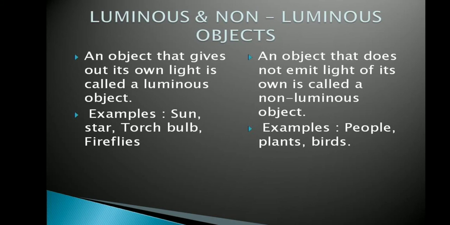Luminous and non-luminous objects. An object that gives out its own light is called a luminous object. For example, sun, star, torch, bulb, fireflies. These are all luminous objects. Non-luminous objects: an object that does not emit light of its own is referred to as a non-luminous object. Examples: people, plants, birds, chair, table, etc.